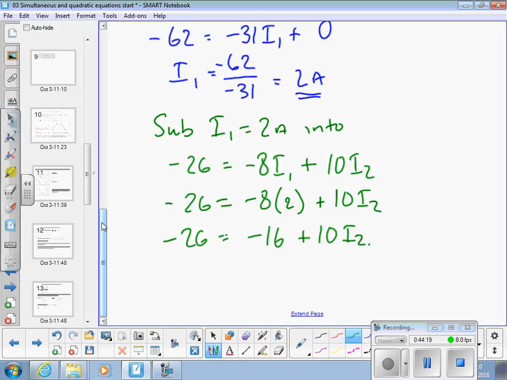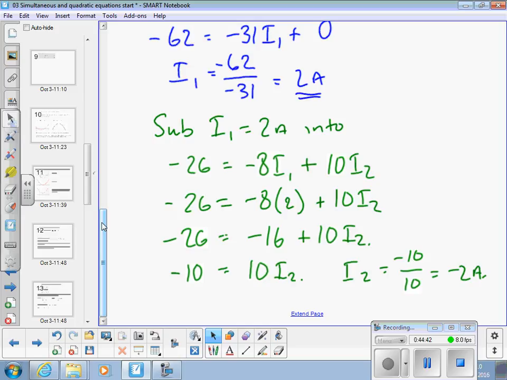Add 16 to both sides. Minus 10 is equal to 10I2. I2 is equal to minus 10 over 10, minus 1 amp. Yep.